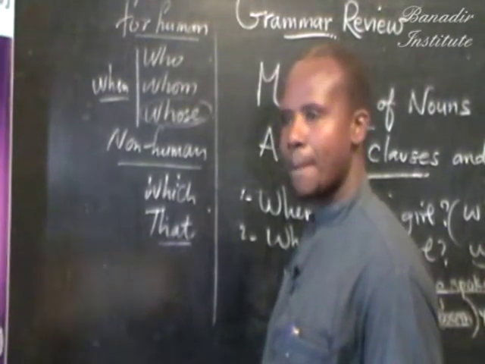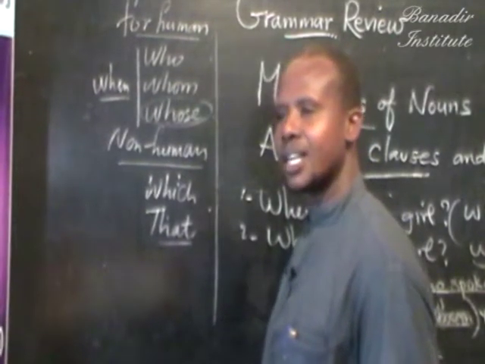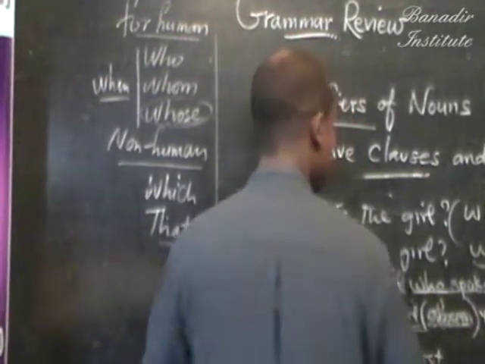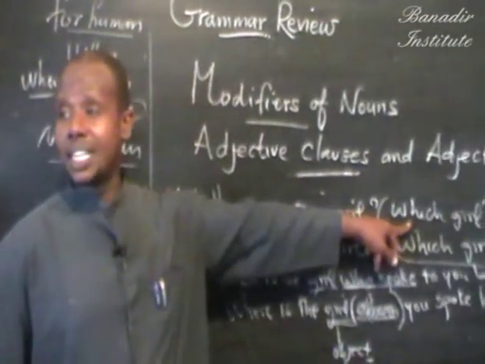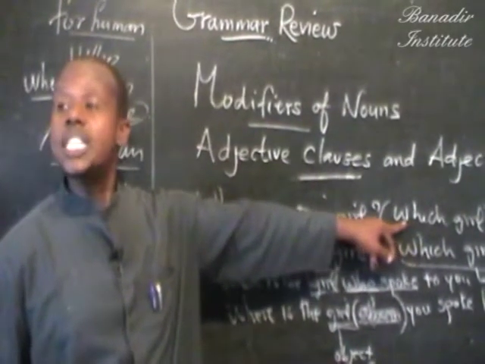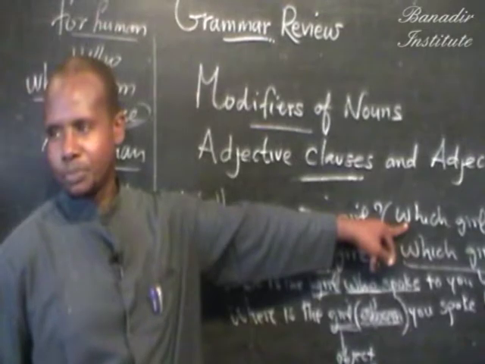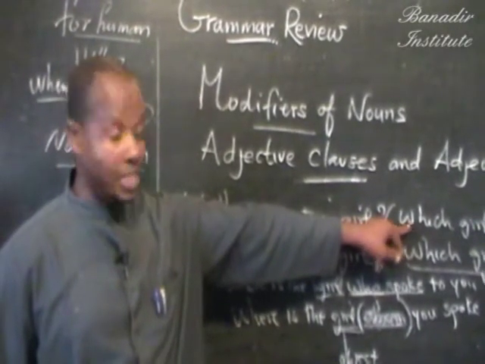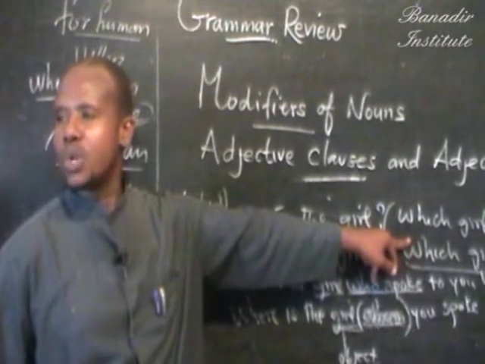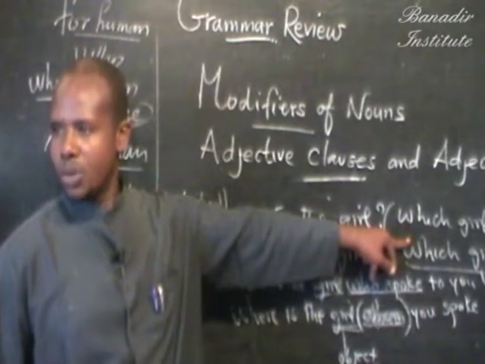Sometimes which one here? Which girl? Here, which girl? This time, which is not a relative pronoun, but it is a question word. It is a question word.